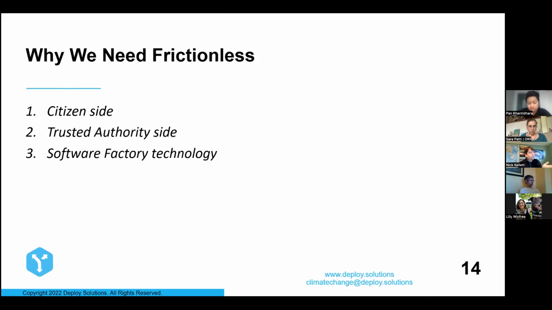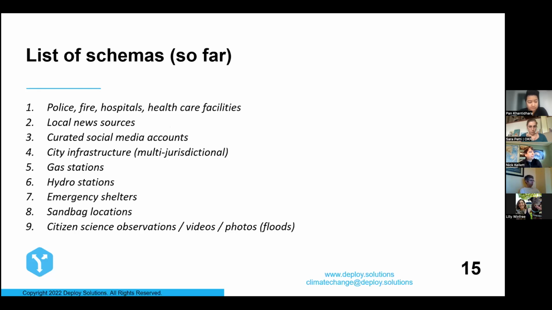So again, we broke our solution down into the citizen side and the trusted authority side. We also have a technology that allows us to rapidly produce these software applications. Again, we want to do that in 4 hours or less. And that's also a problem because we were trying to use CSV data to build these solutions very quickly. And we didn't really have a way of saying this is what that CSV column means. We didn't have a way of validating the data that was being gathered. So these are all gaps in our ability.